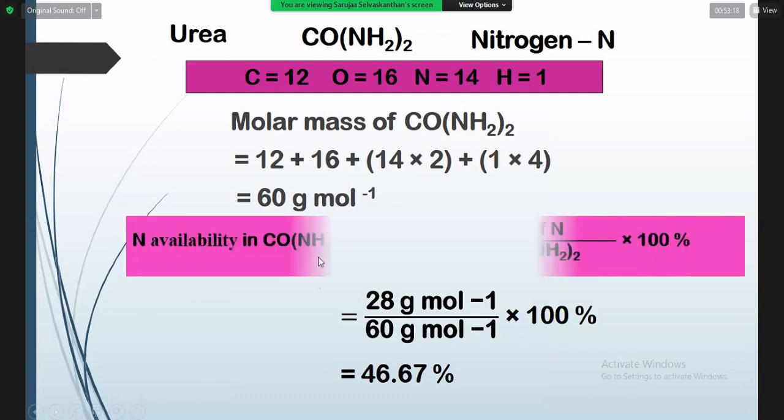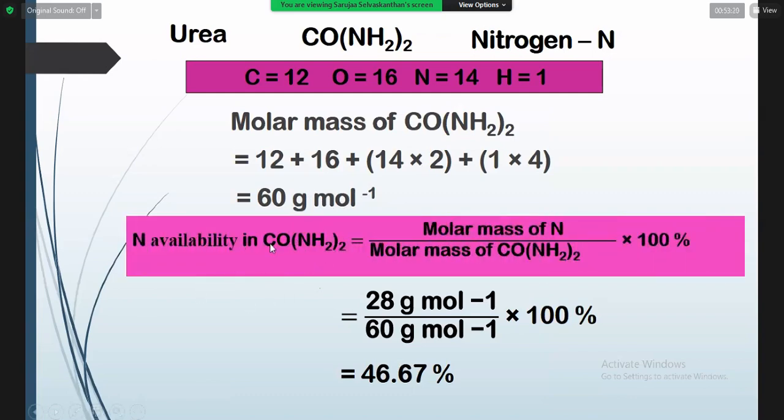Then the equation: nitrogen availability in CO(NH2)2 is twice the molar mass of nitrogen over the molar mass of CO(NH2)2, into 100. Molar mass of nitrogen 14 into 2 is 28 gram mole minus 1. Under that, the molar mass of CO(NH2)2 is 60 gram mole minus 1, and then multiply by 100. Then this comes as 46.67%. Okay, I think understood.